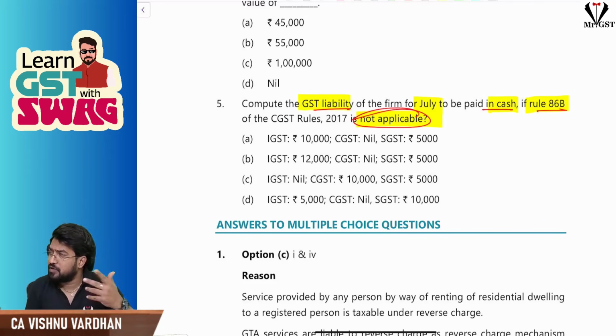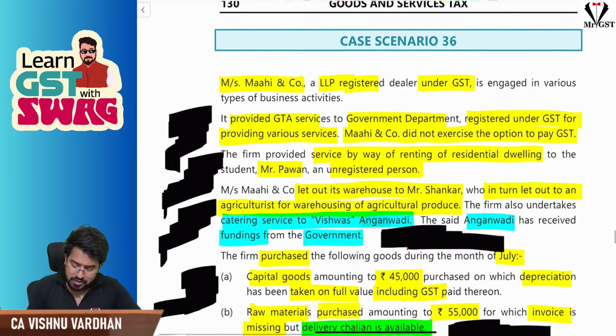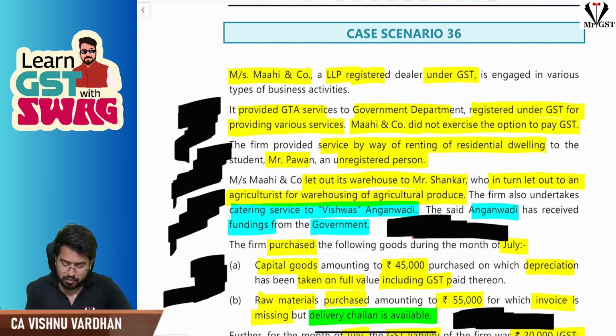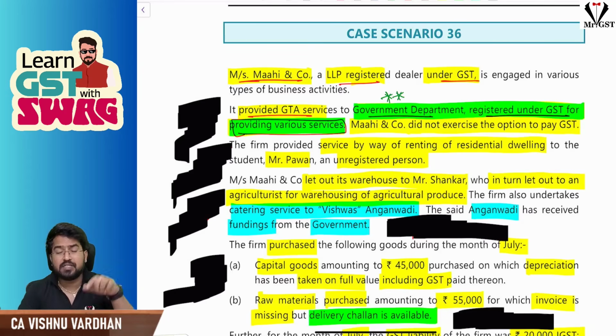86b is not applicable, that one we have to check. Okay, so now if you look at the question, it is simple. Here there are two super duper points present in this question. Mahi and Co. LLP, registered under GST, is providing GTA services to a government department registered under GST for providing various other services. A super duper point: that means this is not registered for the purpose of Section 51 for complying with TDS provisions. So here the exemption is not available for GTA services.